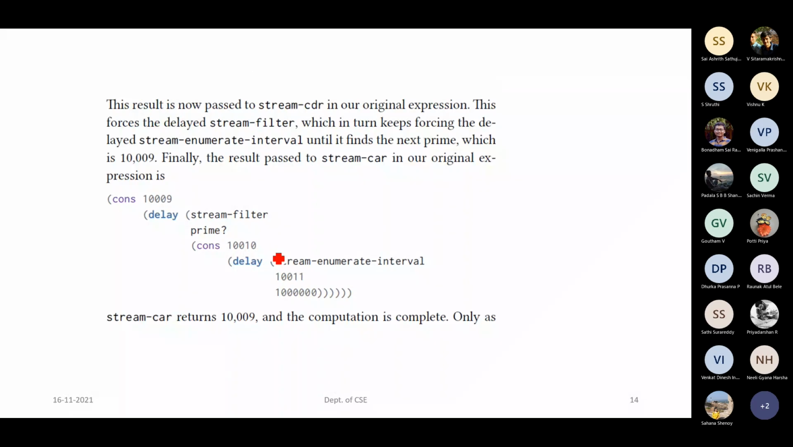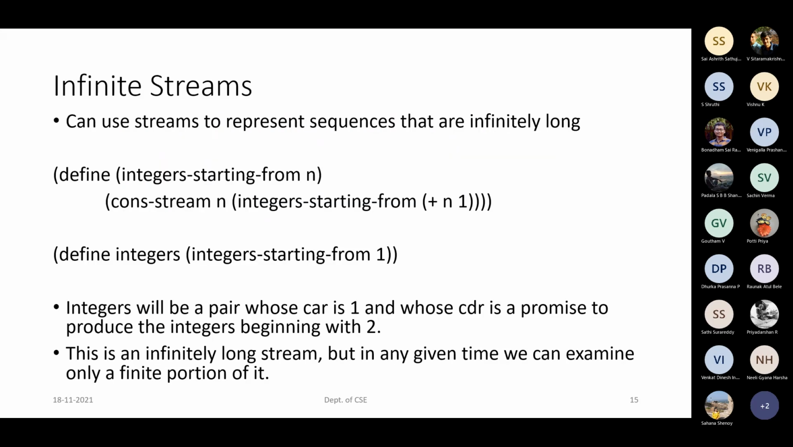When it reaches 10,009, it will be cons of 10,009. Again, there is a delay applied, and again it will stop. Once that is done, the outer stream CDR was already applied. The next function which we had to apply was stream car. So we will be applying stream car and we will be retrieving the second prime number, which was 10,009. So this is how it will be working. So this is what streams are.